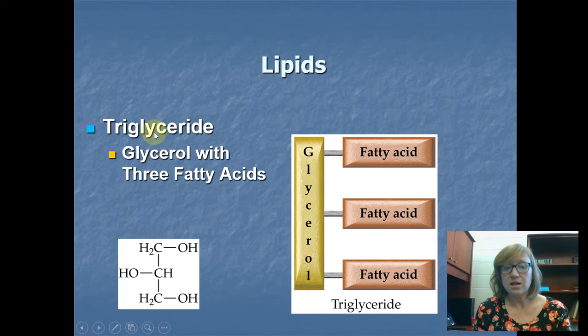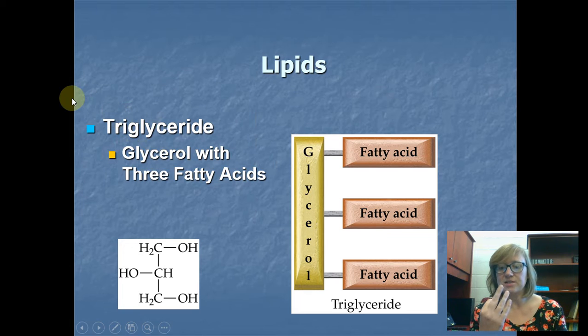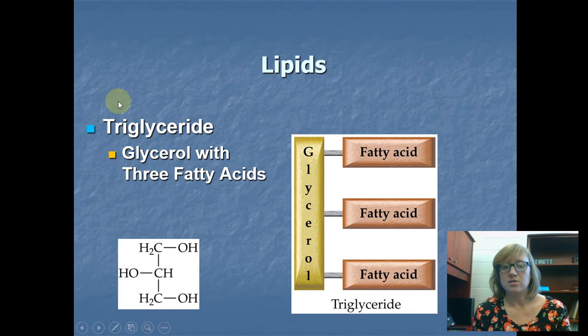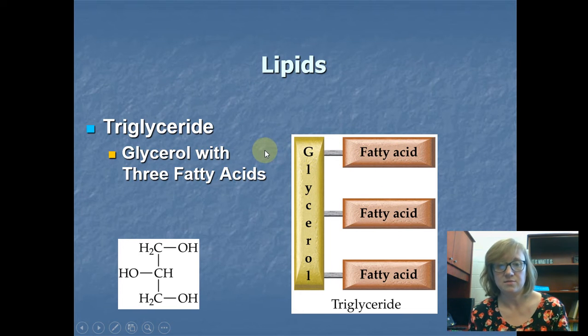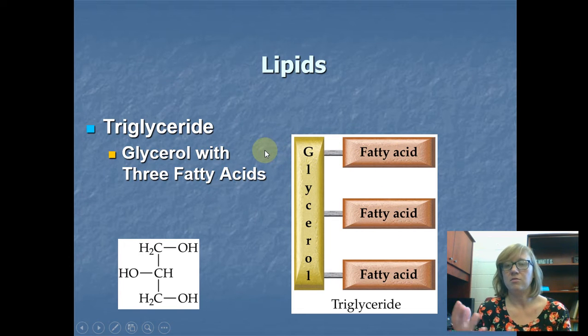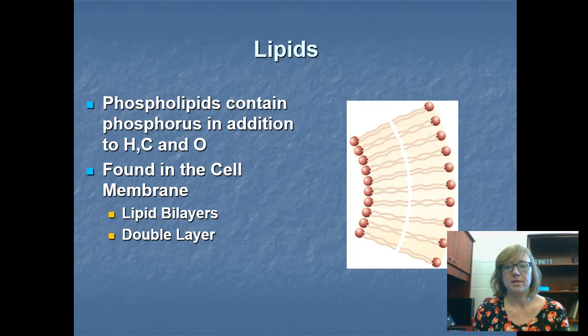A triglyceride, remember tri, like your tricycle as a kid, means 3. So a triglyceride is a glycerol with 3 fatty acids. And that's kind of the shape. It looks like the letter E. The long part of the letter E is the glycerol, and the legs of the letter E are the fatty acids. That's a very common type of fat, a triglyceride.